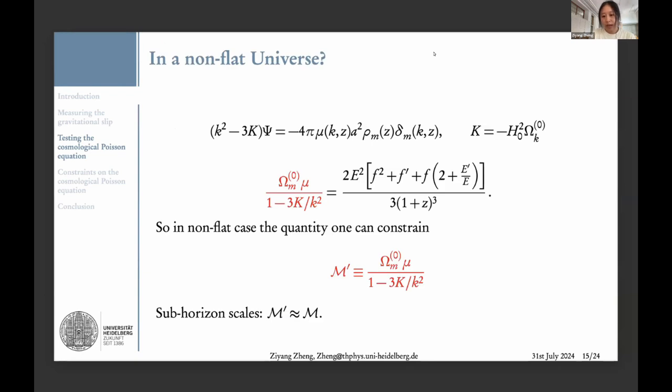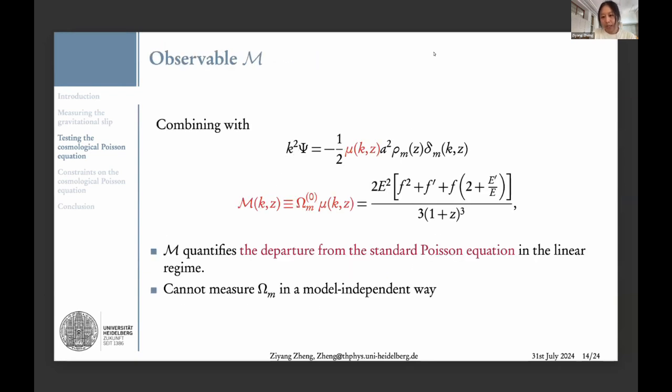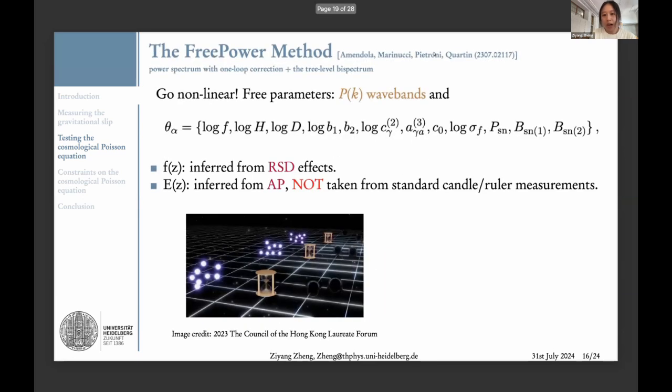So now the key point would be, how would it be possible to measure f and E in order to give predictions on this M quantity? For this E, we have already seen before that it can be measured from the AP effect. So the key point would be, how is it possible to measure the growth rate in a fully model-independent way.